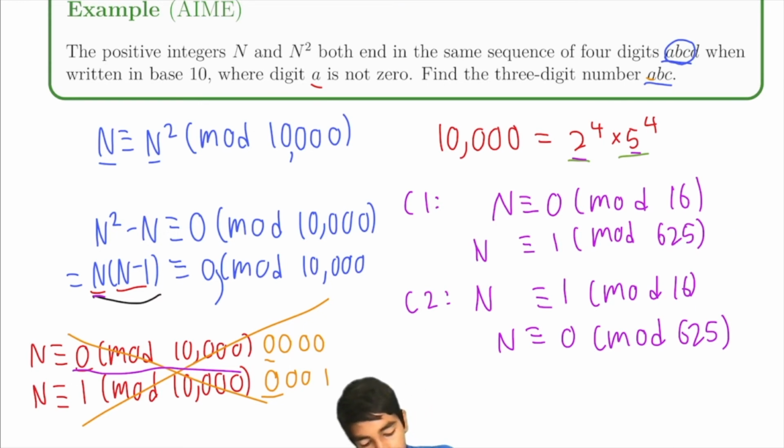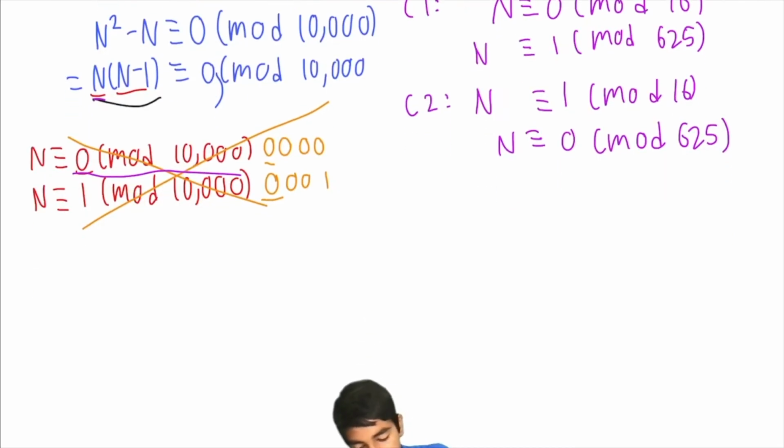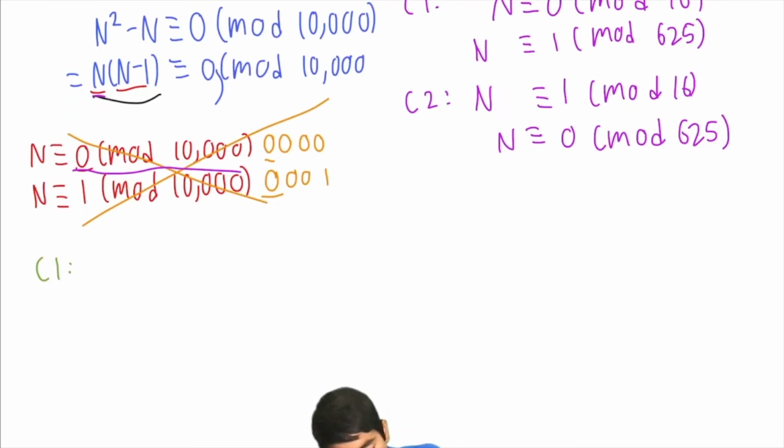So case 1, let's solve that one first. Case 1, we'll do it over here. N is 0 mod 16, and this can be rewritten as 625a plus 1, in our algebraic form.